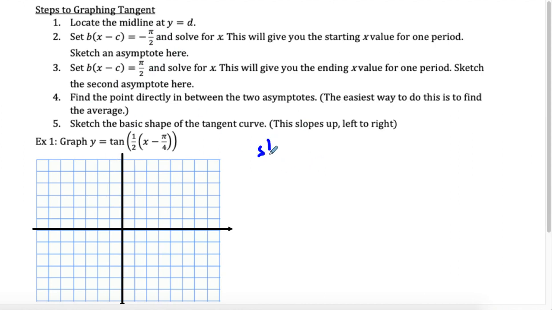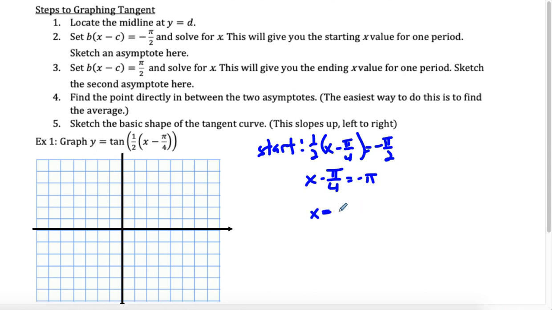So for my starting value, I'm going to set 1/2 times x minus pi over 4 equal to negative pi over 2. Multiply both sides by 2. X minus pi over 4 equals negative pi. Add pi over 4, and we'll have negative 3 pi over 4.